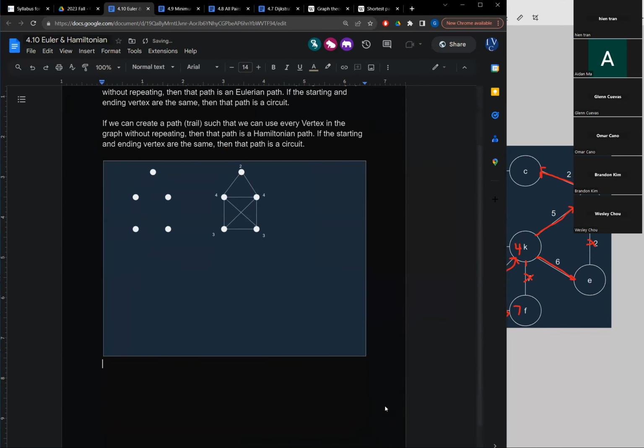All right, so determining if the graph is Eulerian or not. Check the degrees of the vertices. If they are all even, there exists an Eulerian circuit. If they are all even, save for 2, then there exists an Eulerian trail.